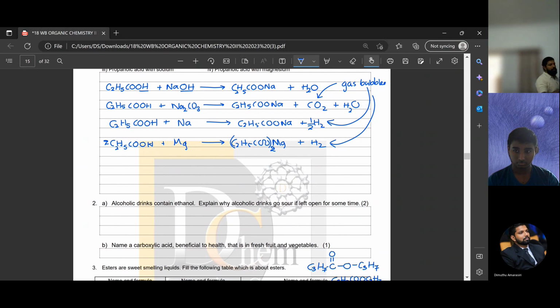So you can say it's air oxidation, due to bacterial action, and ethanol is converted to ethanoic acid.